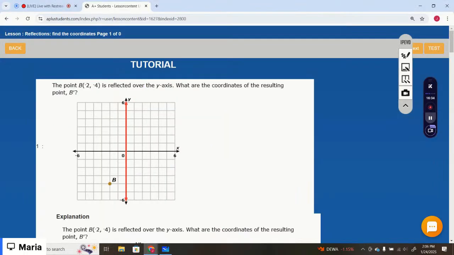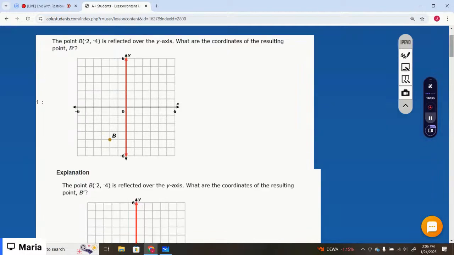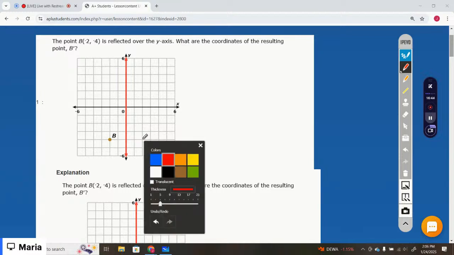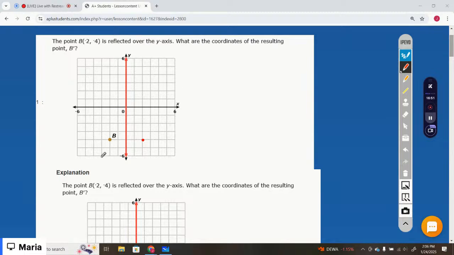Okay, so that would be reflected over the y-axis, right? The red one that is highlighted, that is the y-axis. If that is reflected over the y-axis, it is exactly the same distance from here to here. Here is the reflected point, right? The coordinates of the reflected point are x is 2, y is -4. Because that is reflected over the y-axis, just the sign of the x coordinate is changed, and the y coordinate is exactly the same, right?